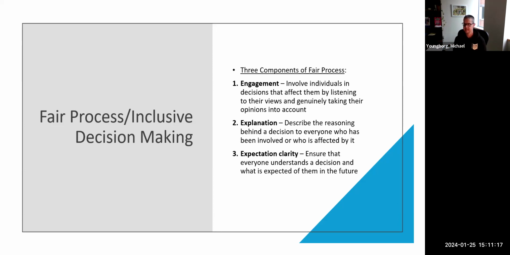And then finally, expectation clarity, ensuring that everyone understands the decision and what is expected of them in the future. So you're not just handing down a decision and saying, this is how it is. You're not just handing down a decision and explaining the process behind it. You're then talking about what the next steps are and how we are actually going to move forward with that decision. So ensuring that folks understand where they sit in relation to what's happened. If we're talking about planning an event, for example, does everyone understand what their role is?